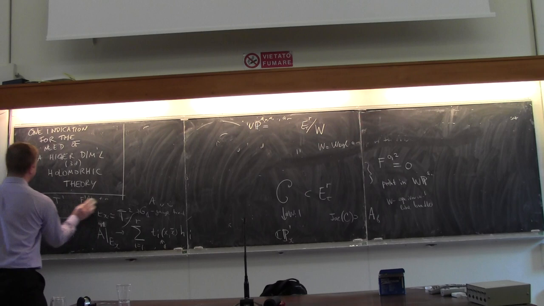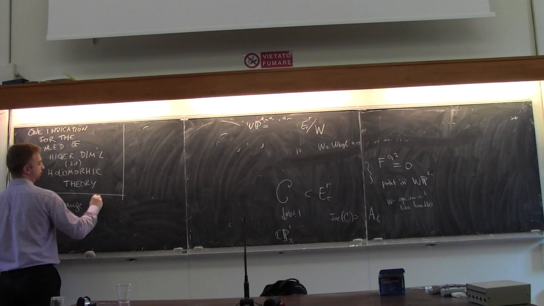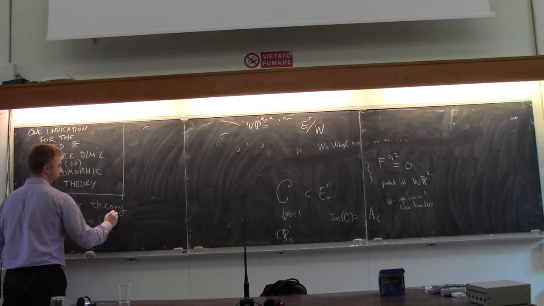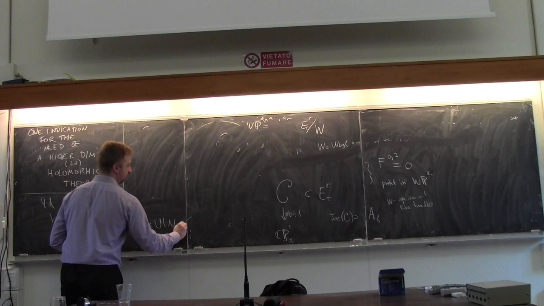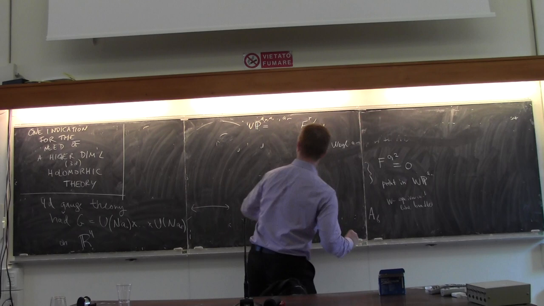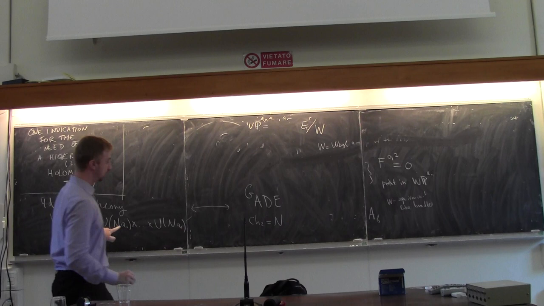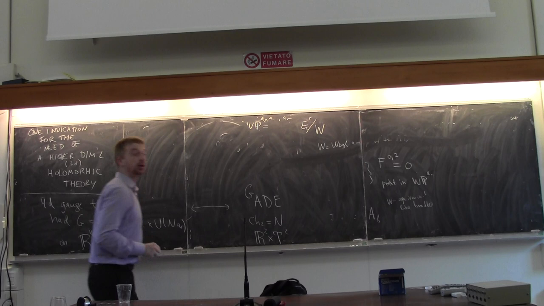And also notice that the four-dimensional gauge theory had a gauge group which was the product of multiple groups, and on the dual side, we have the AD group. The instanton charge is equal to n, and the geometry which the theory lives on is R2 plus 2.